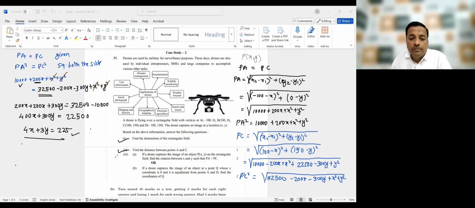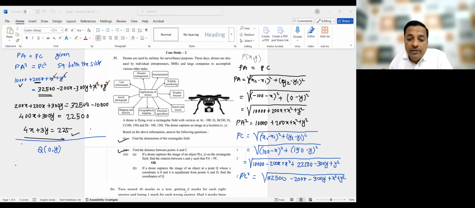Okay, now the next part, sir, is the same, only you have to solve this one. A drone captures the image of an object at point Q whose x coordinate is 0. Whose x coordinate is 0 means the y coordinate is y. So Q point is there, whose x coordinate is 0 and y coordinate we don't know.